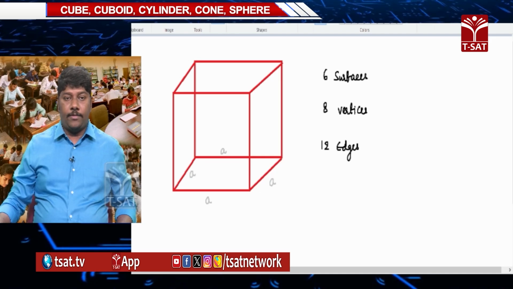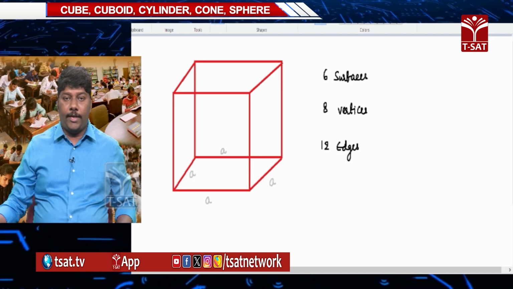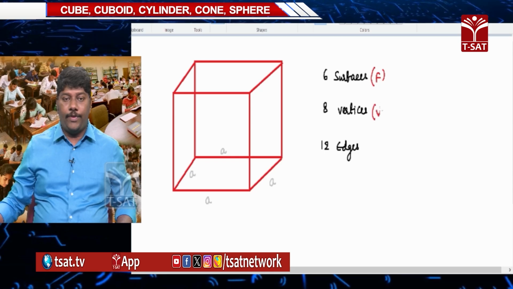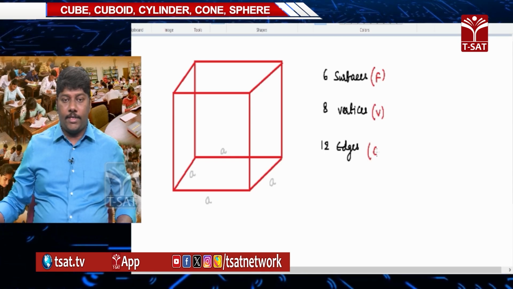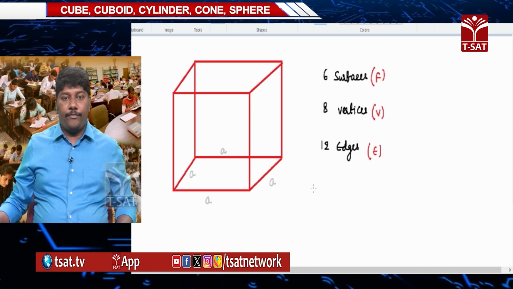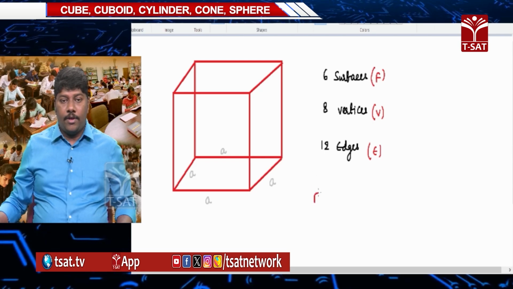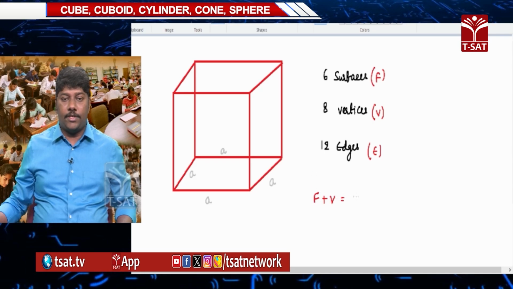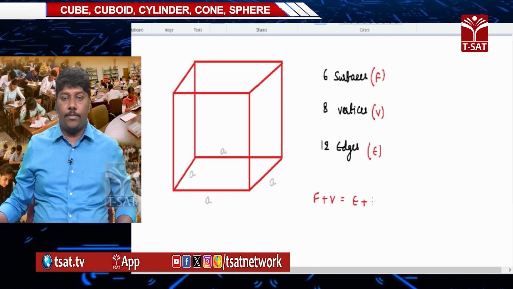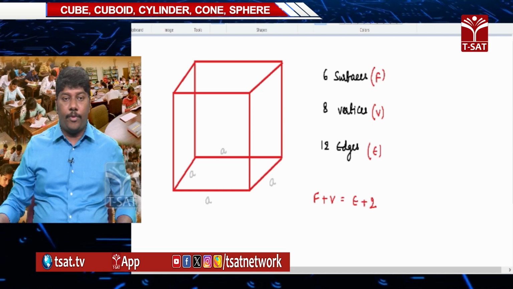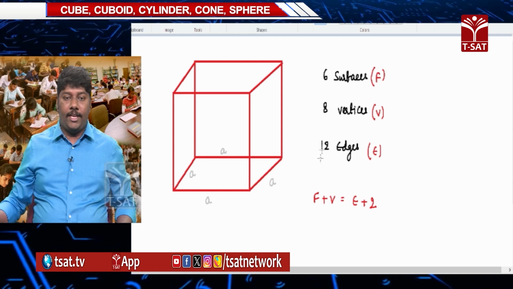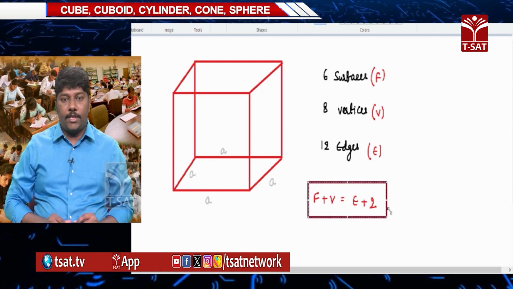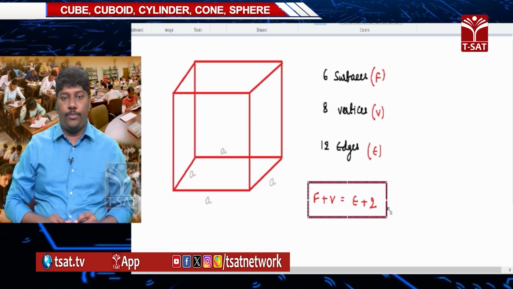For any polyhedron, just remember, surfaces we call faces, F, vertices we call V, edges we call E. The relation between them is: number of faces plus number of vertices is equal to number of edges plus 2. This holds good for any polyhedron. You take any polyhedron, this will be true. So, F plus V equals E plus 2.